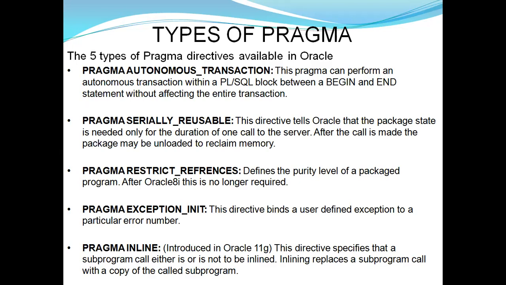Then there are some predefined pseudo instructions that are called the types of pragma. In Oracle, you have 5 types of pragma directive available. First is called pragma autonomous transaction, and this is the one mostly asked. This pragma can perform an autonomous transaction within a PL/SQL block, within the begin and end statement, without affecting the entire transaction.